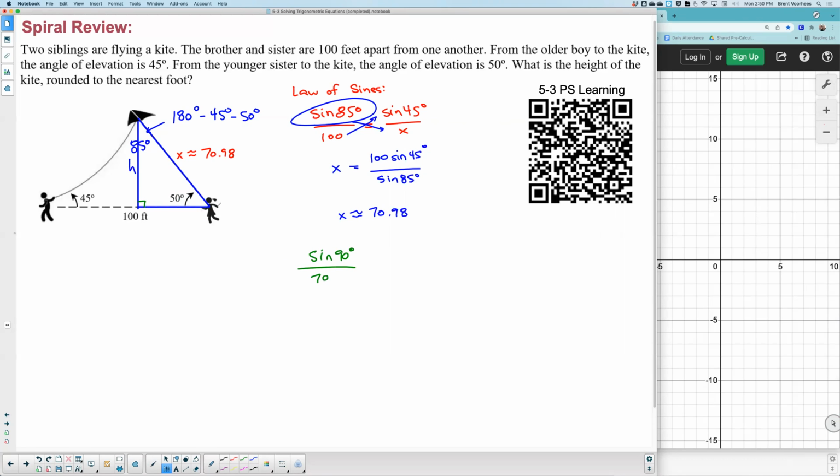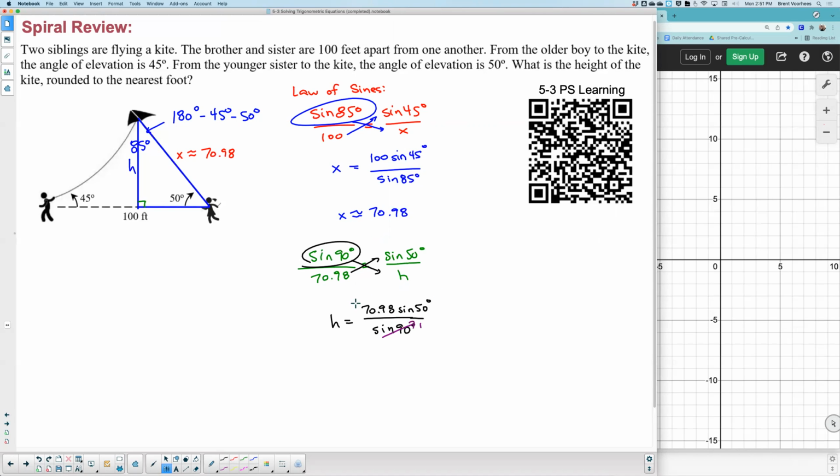So I can do sine of 90 degrees over the 70.98, and say that'll equal sine of 50, because this height is across from 50. And we can get our solution this way. So I'll cross multiply again. You multiply the cross that does not include the H. So it'd be 70.98 times sine of 50. And then here you divide by sine of 90. Y'all remember the shortcut for what sine of 90 equals? 1. That's just dividing by 1.